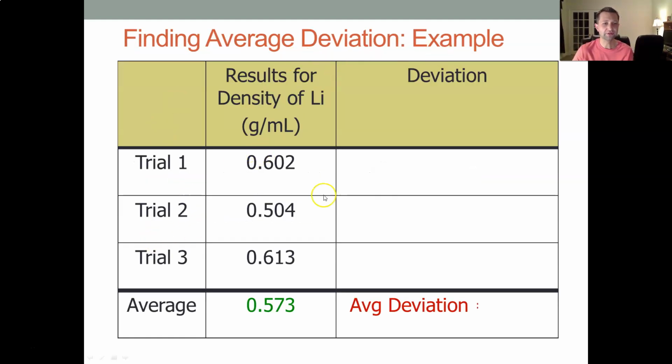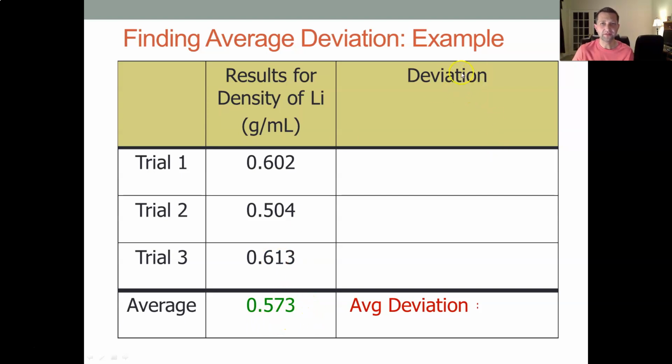So you do an experiment, 3 trials. You're finding the density of lithium. So you have 0.602, 0.504, and 0.613. First thing you need to do is find your experimental answer. That's your average. Average them together, you get 0.573. Okay, 3 sig figs in all of these. Okay, so 3 sig figs in your average.